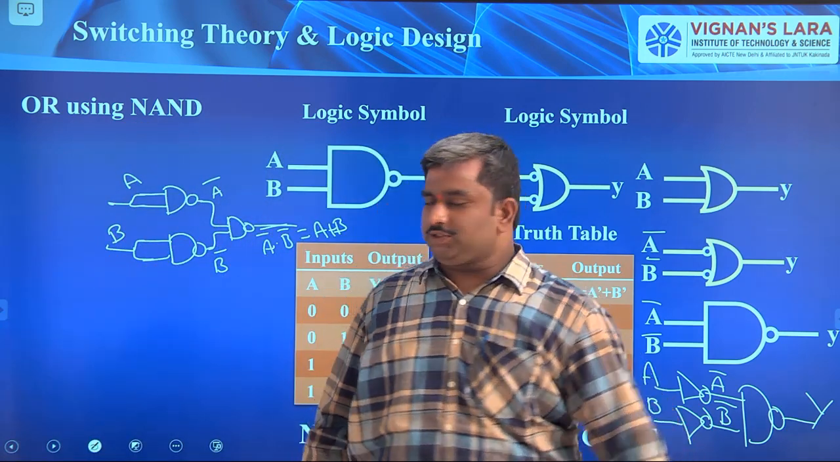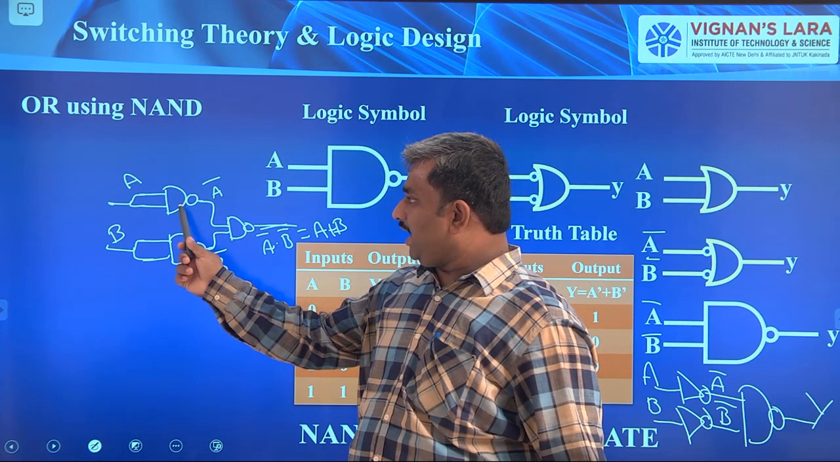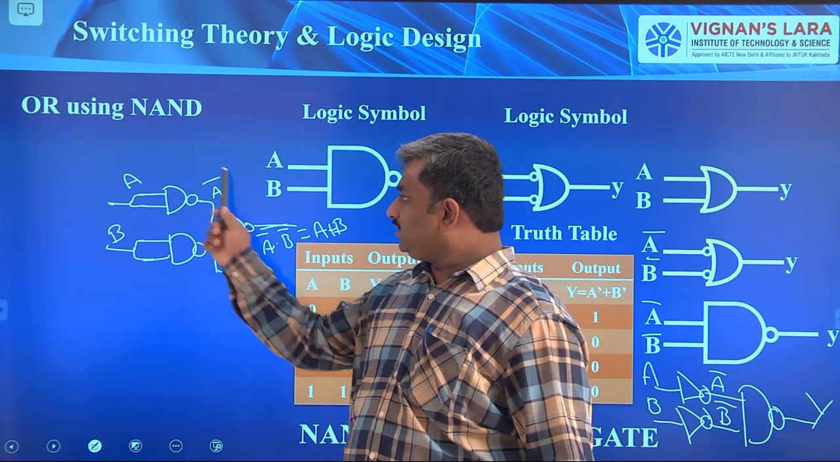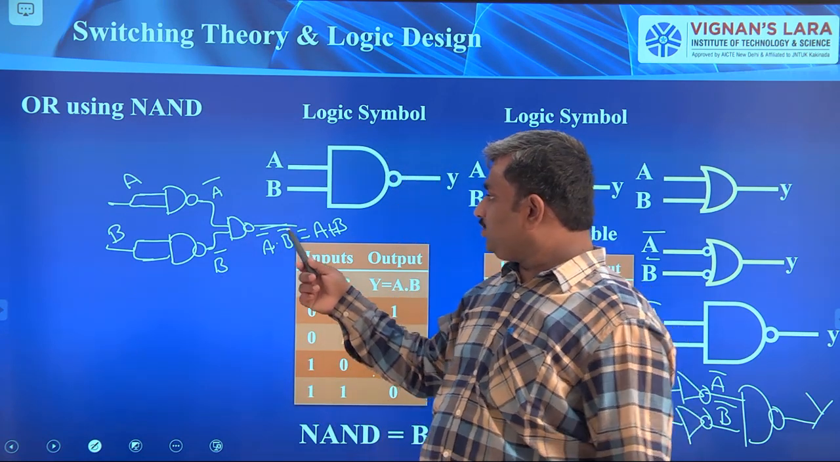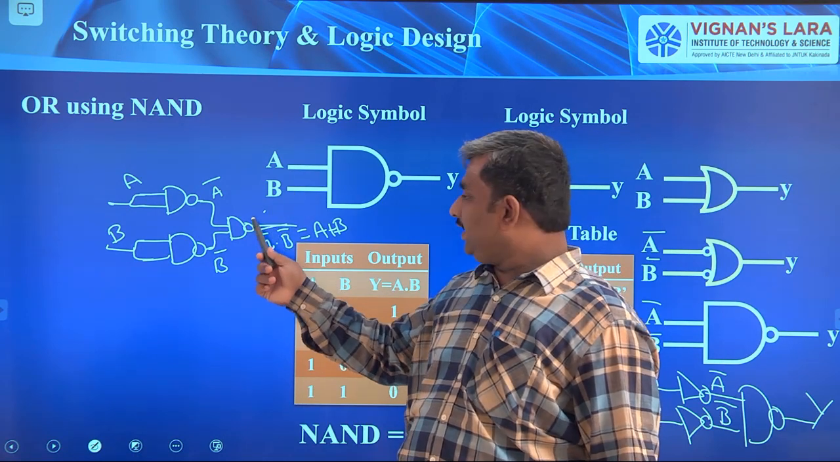So this is the expression we have seen in the previous class. A signal, B signal. For the first NAND gate, both inputs are A, and for the second NAND gate, both inputs are B. So this is A bar, this is B bar, and the third NAND gate converts this operation into A plus B. So A bar dot B bar whole bar. This is the NAND gate output.